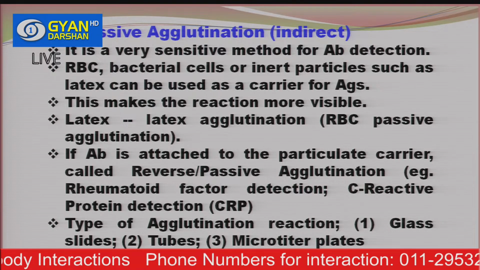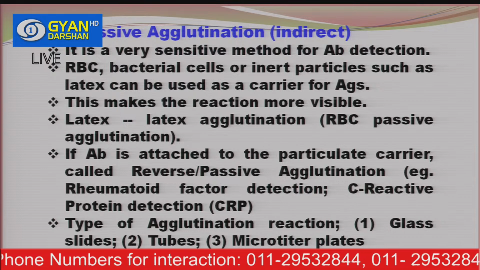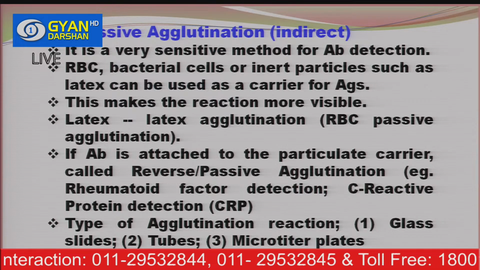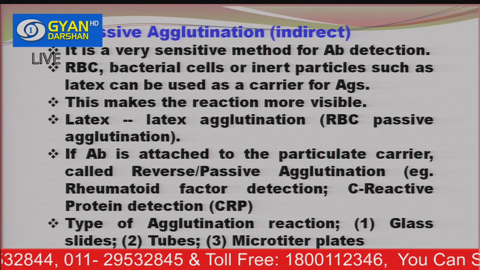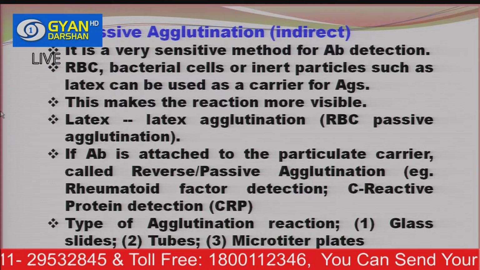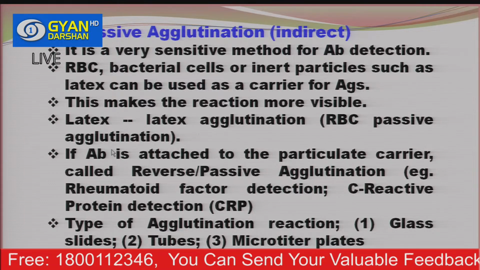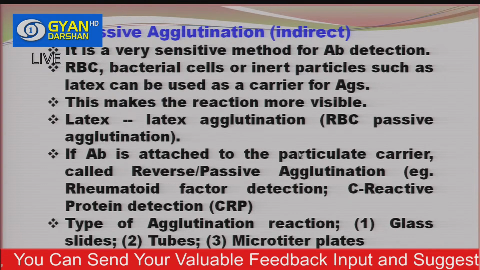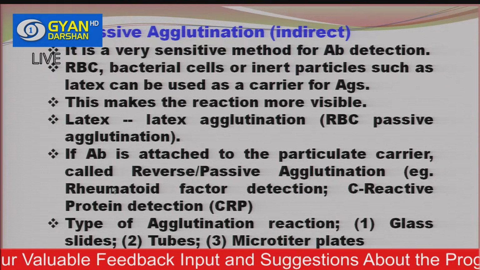We can visualize it under the light microscope. Even we can visualize it with the naked eye. If any agglutination reaction takes place, we can see it with the naked eye. Latex agglutination, RBC passive agglutinations are there. If the antigen is attached to particular carriers, it is called reverse or passive agglutination.